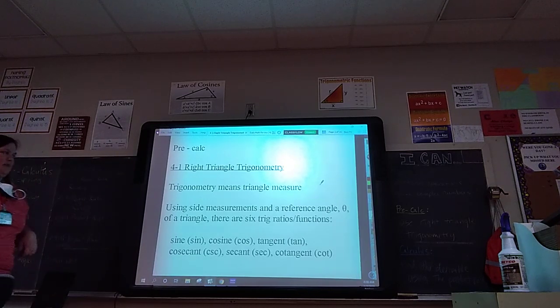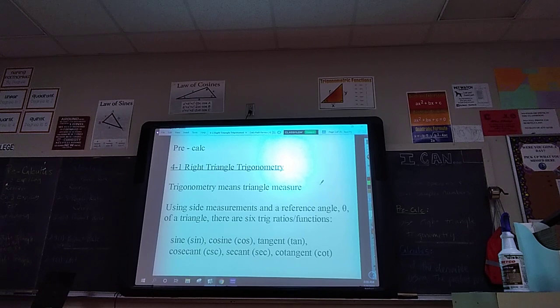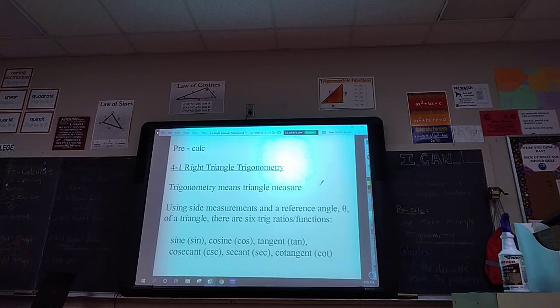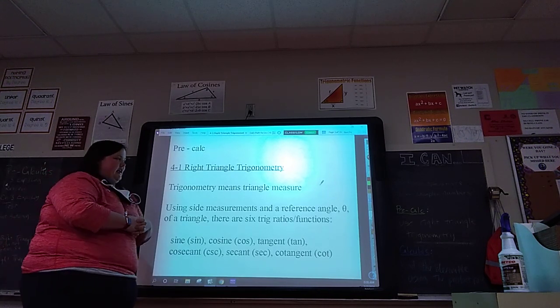Okay, so this first slide is just a couple of definitions. What trigonometry means is triangle measures. So typically when we're working with trigonometry, we work with triangles, all types of triangles. And eventually we'll talk about how you can apply triangles to circles. So there's some circles that we'll work with in trig. But again, ultimately it's based off the triangle stuff. So then we use side measurements and a reference angle.